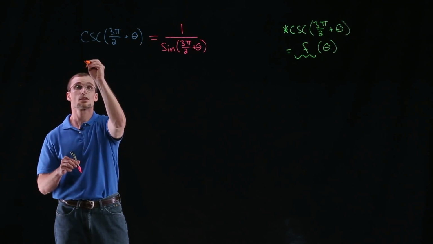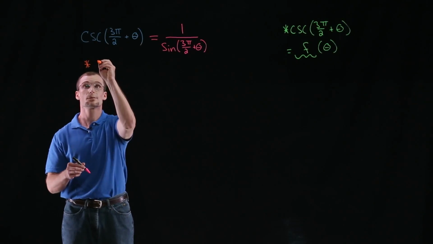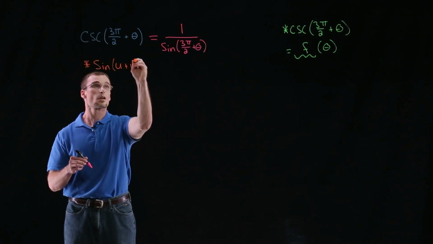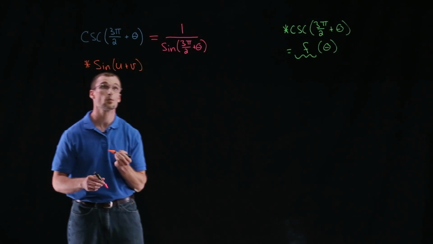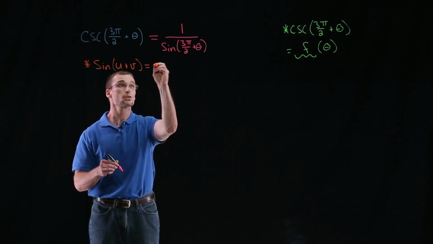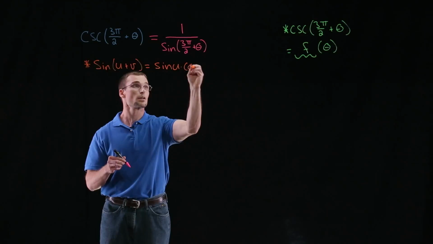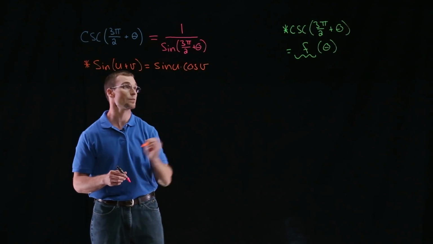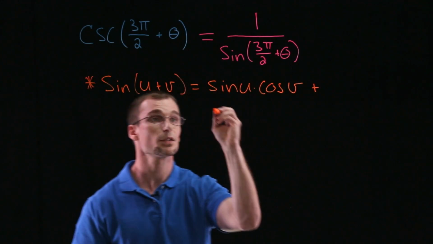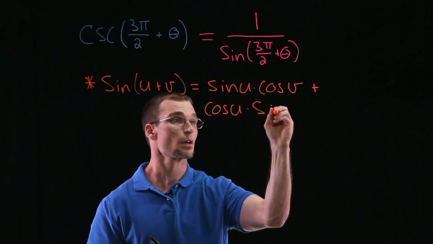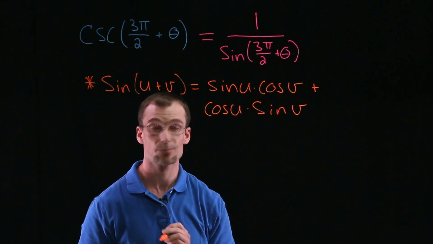And so what we're going to use is our sum formula. We have the sine of u plus v is equal to the sine of u times cosine v plus cosine u times the sine of v.